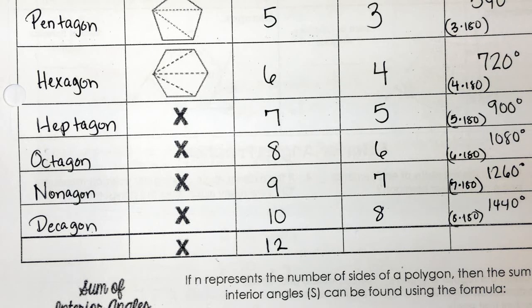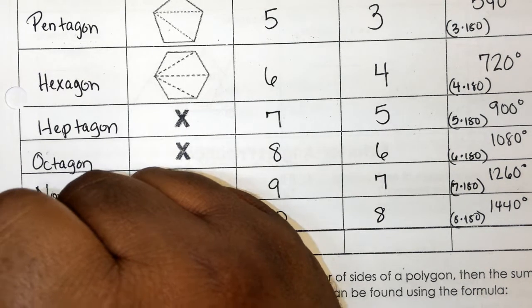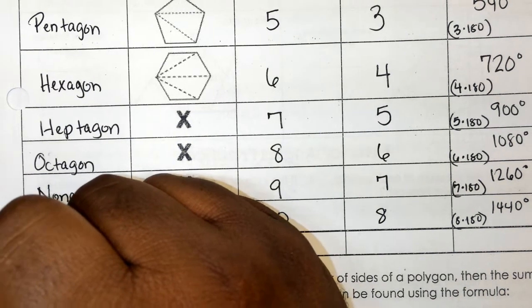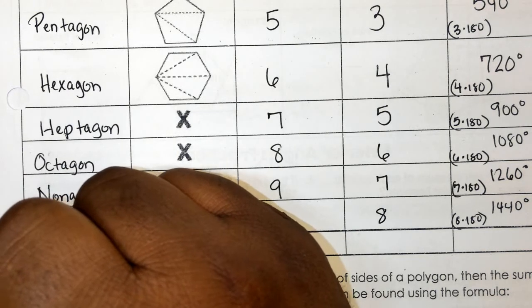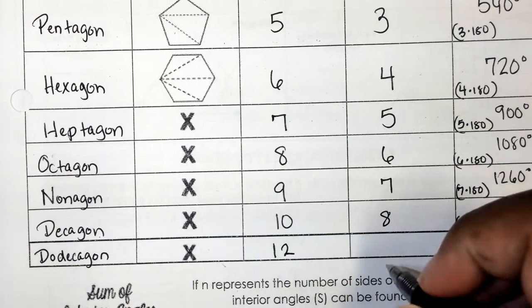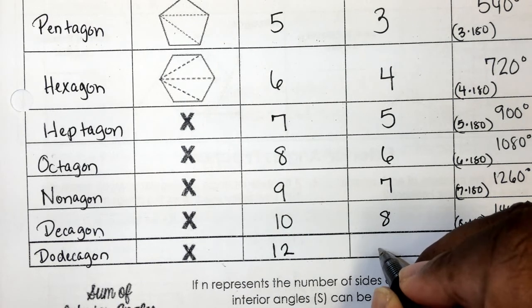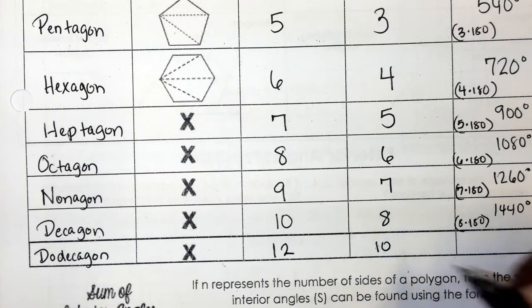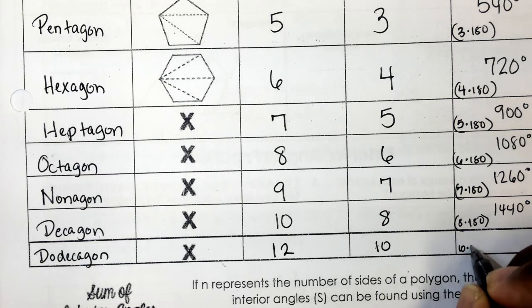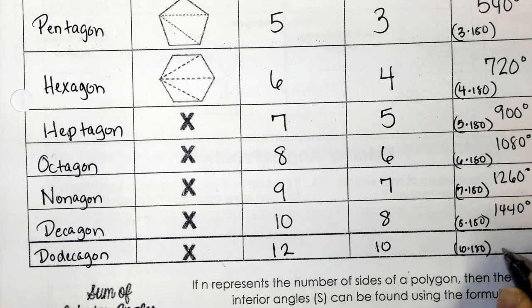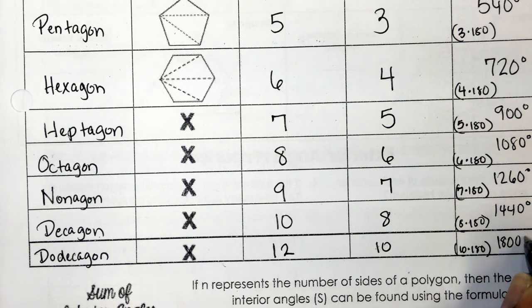12 is a dodecagon. D-O-decagon. It has 10 triangles. 10 times 180. It's going to be 1800.